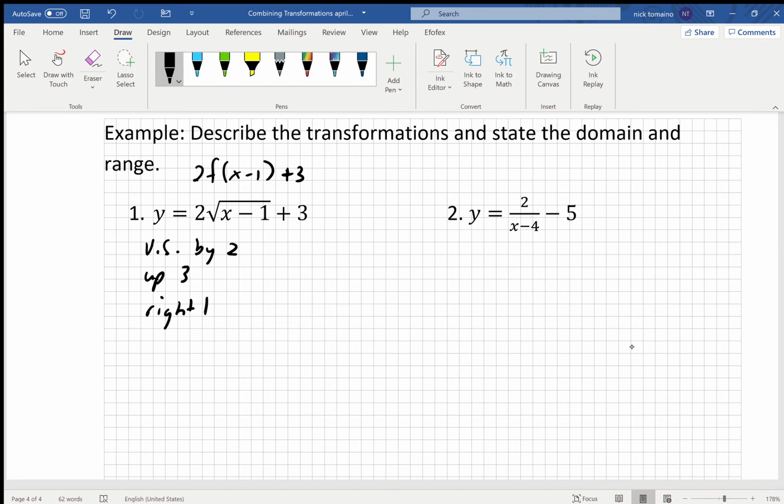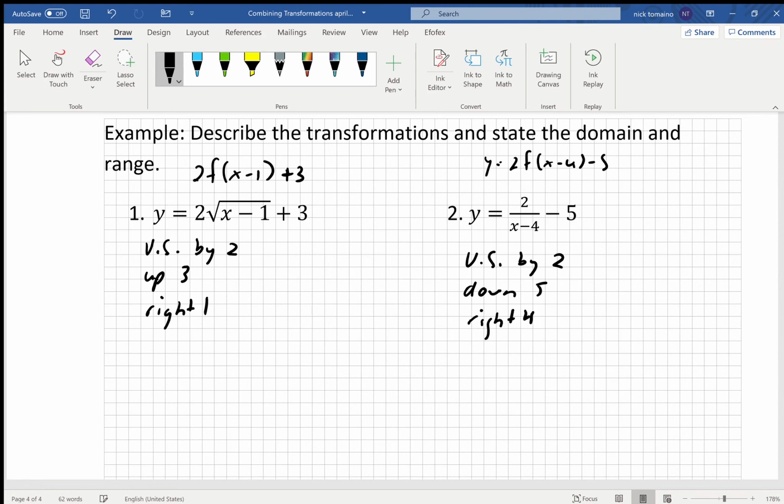Okay, this one right here, same thing. Instead of writing it like 2f at x minus 4 minus 5, I wrote it like this. So we have a vertical stretch by 2, down 5, and right 4.